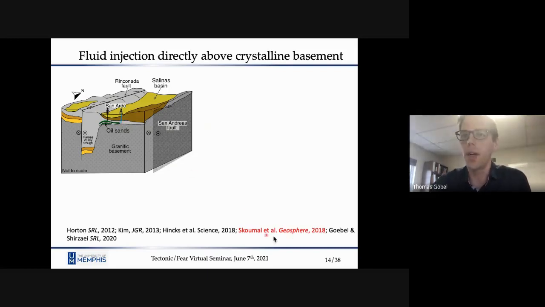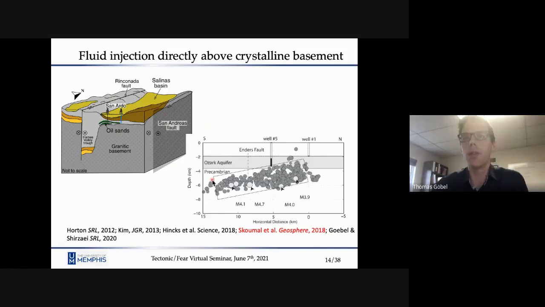And there's a really neat article by Rob Skoumal in 2018 comparing different areas that show induced seismicity and others that do not have any induced seismicity. And he indeed highlights that the geologic setting may be a key component. And I also put in a study by Horton in SRL in 2012, showing a similar setup where injection is focusing in a high permeability aquifer, and the earthquakes are in the crystalline basement underneath. And this is for the Guy-Greenbrier sequence in Arkansas.